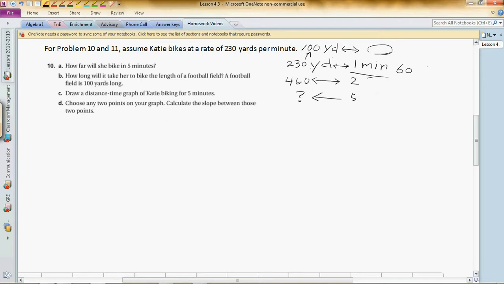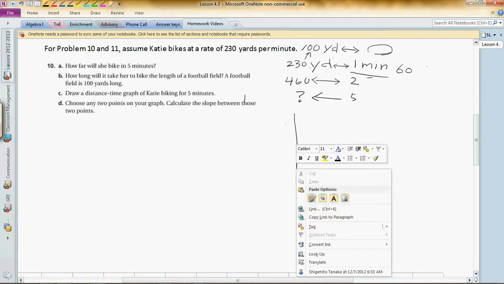Wait a minute, what did I do? Okay. Part C, draw a distance time graph of Katie biking for 5 minutes. So draw a distance graph, like that. Can we convert this?